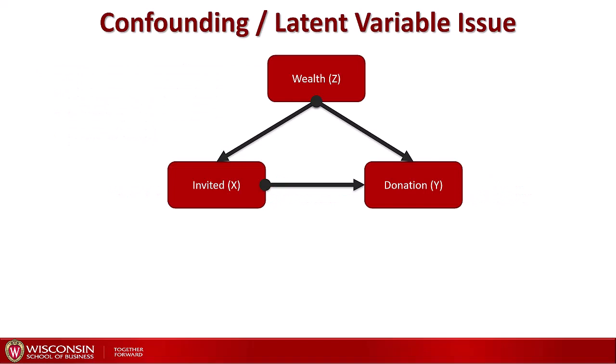Another issue might be a confounding or a latent variable issue. A confound is a variable that affects both our x and our y. A latent variable is a variable that we don't observe. It's not in our model. So here, for instance, wealth would be the latent variable z, and it could affect the invitation, so x, and also the donation. If you are wealthy, you might be more likely to donate. Wealth might not be observed either, so even if we wanted to include it in our model, we couldn't.